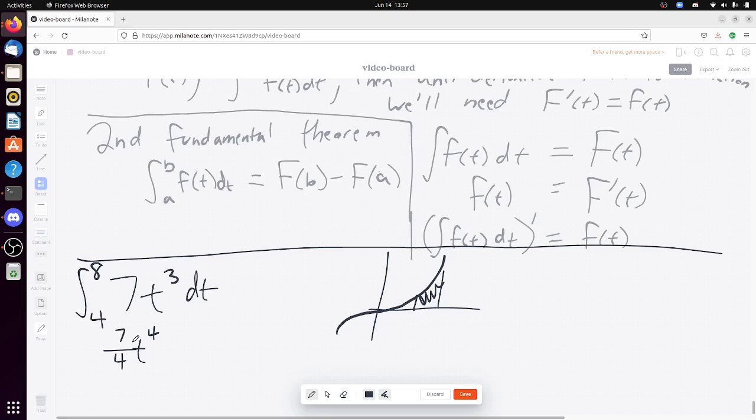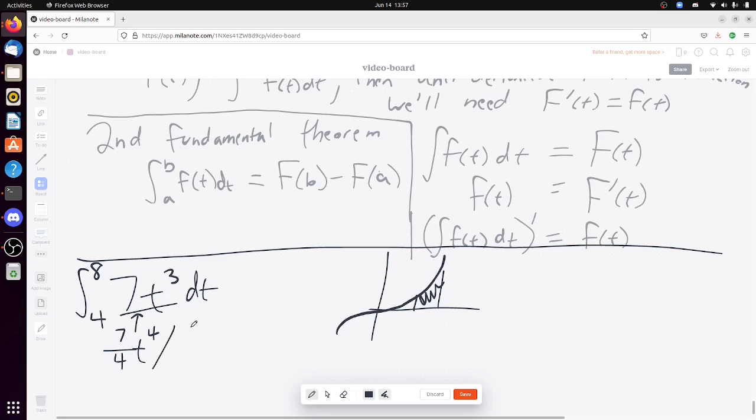And if you don't believe that 7/4 t to the fourth power is actually the antiderivative of this, I would encourage you to take the derivative of it with the power rule. Take this 4, drop it down into the numerator, so you have 4 over 4, which cancel out and leave you a 7, and then you get t to the third. So going in this direction, if you take the derivative of this, you do get this. So this is the antiderivative.